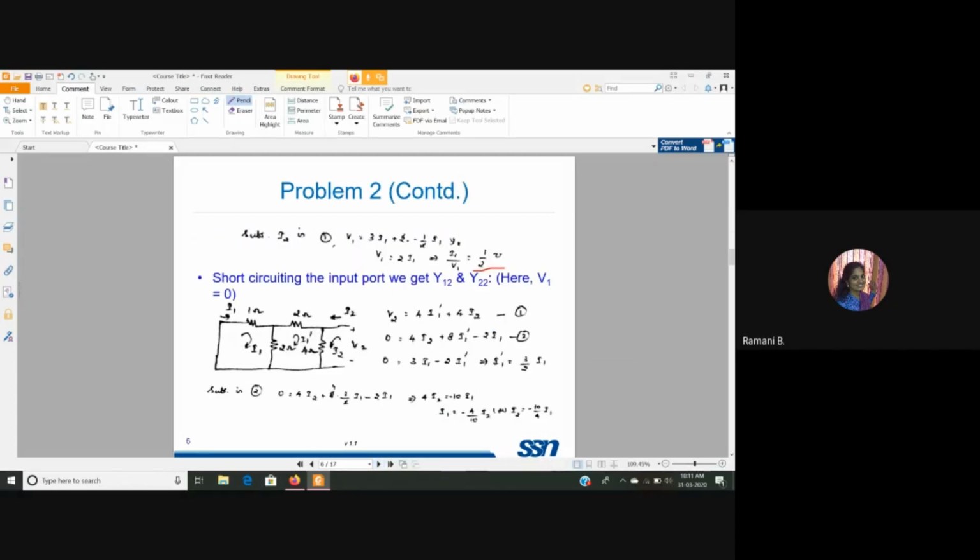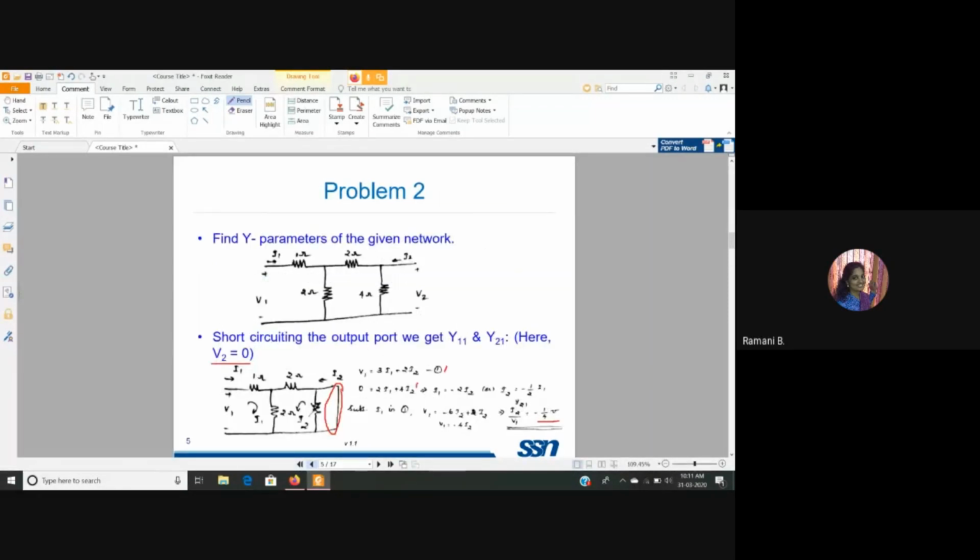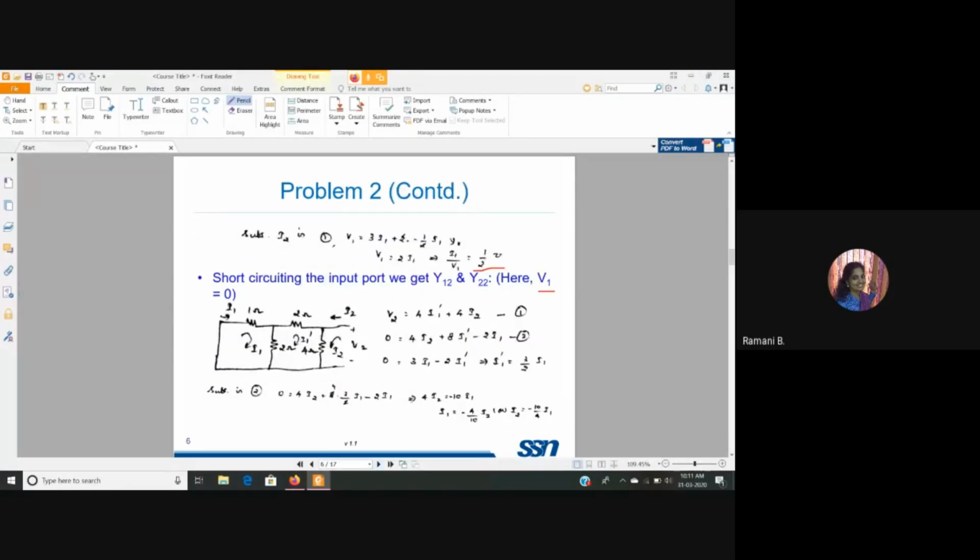Short circuiting the input port means we will be having V1 equal to 0. Here I have redrawn the circuit, that is, the given network is redrawn. Here we will be having the short circuit, which is shown here. We have the short circuit over here, so the voltage value will be 0. We have just I1 in this loop, the I2 as it is, and in the middle loop we consider the current to be I1 dash. You can give any naming, just for our convenience.